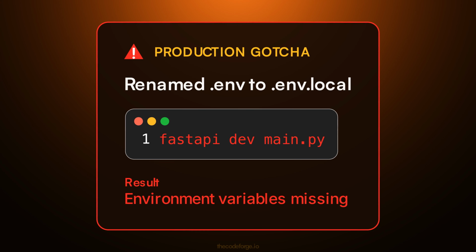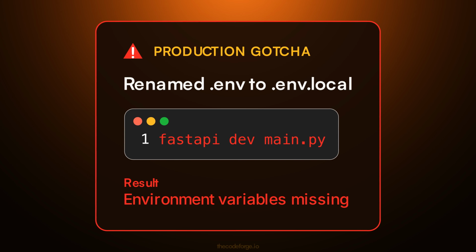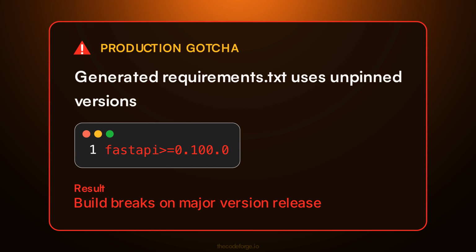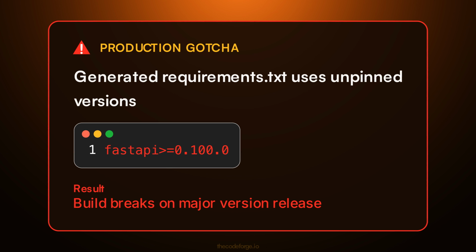If you rename .env to .env.local, the CLI won't load it. The default file must be named exactly .env. Use --env-file for any other name. The generated requirements.txt uses unpinned versions like fastapi>=0.100.0. This will break your build when a major version drops. Always pin versions with pip freeze > requirements.txt after scaffolding.